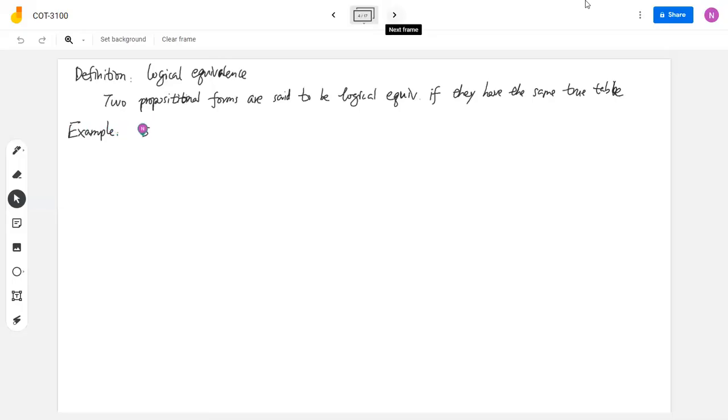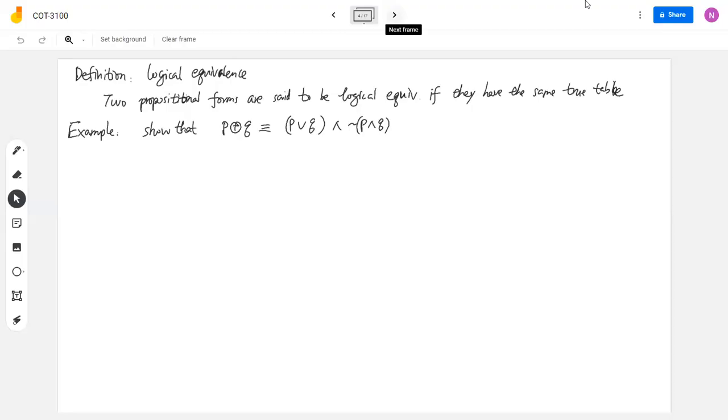I want you to show that P exclusive or Q is equivalent to P or Q, and not of P and Q, the negation of this. Okay, first, if you look at this, it seems to make perfect sense, right?